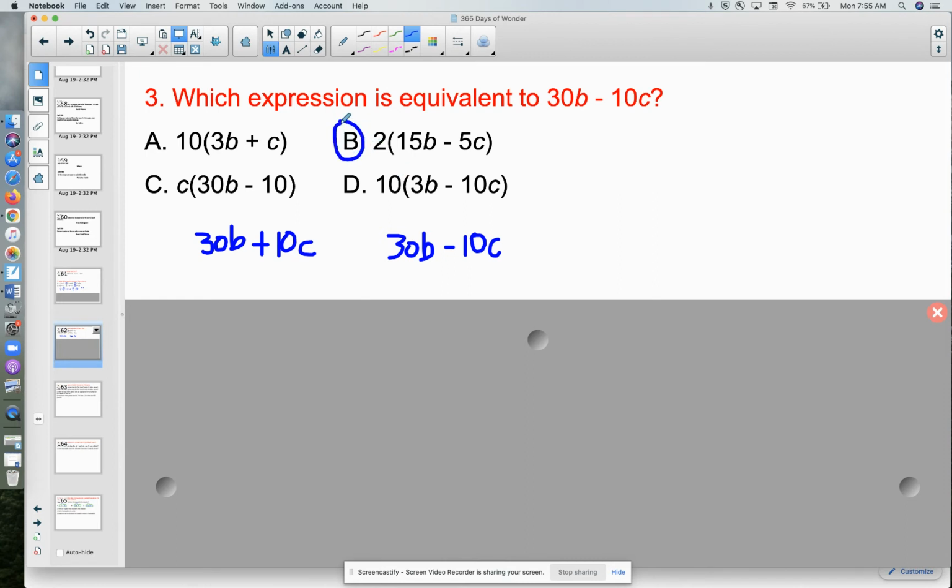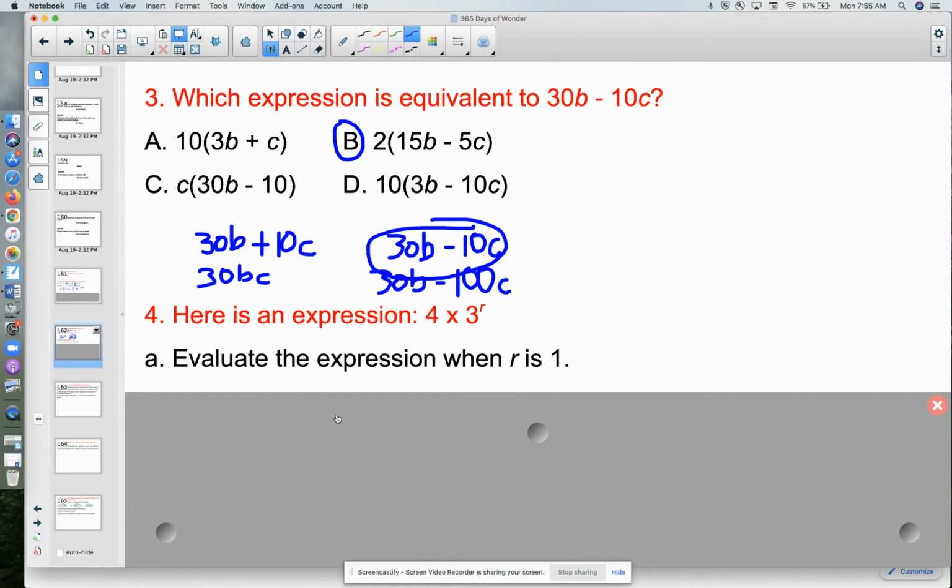So I think it's just one answer, but let's just make sure. 30 times BC, so that's 30BC. That's not going to be good because it's only 30B, so that's not right. D, 30B minus 10 times 10. That's 100C, so that wouldn't be right. So we know that it is B. Okay? We know that is B.